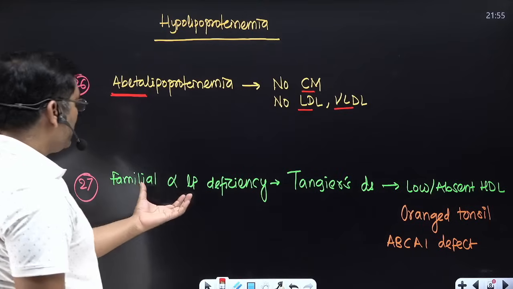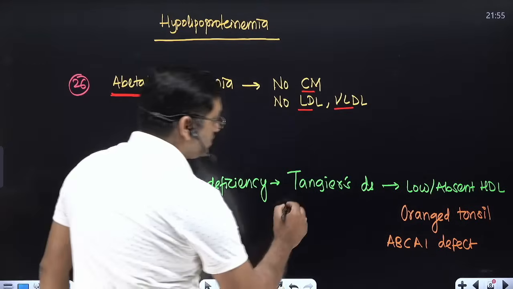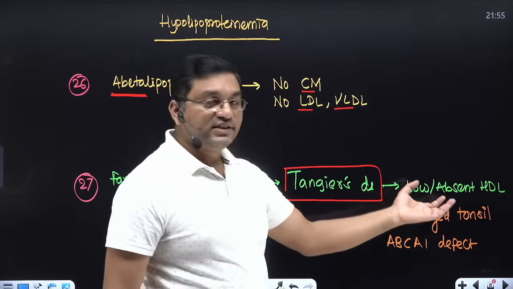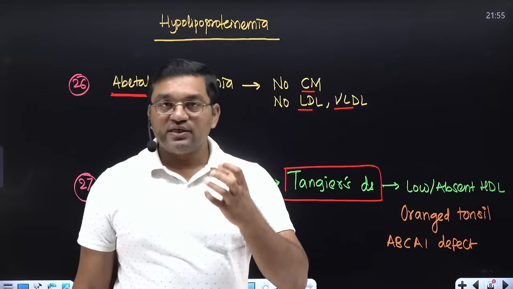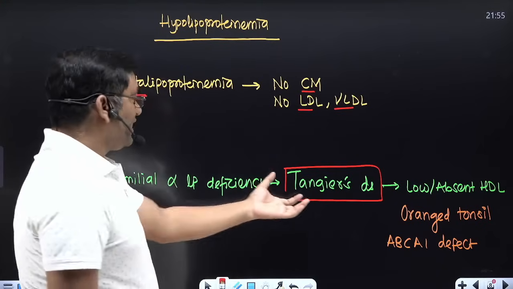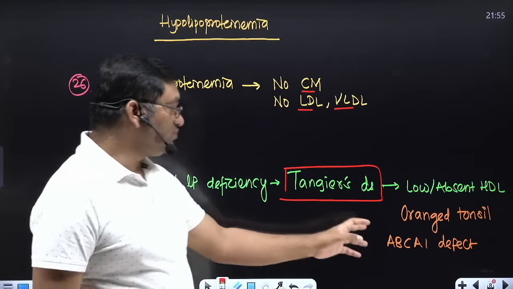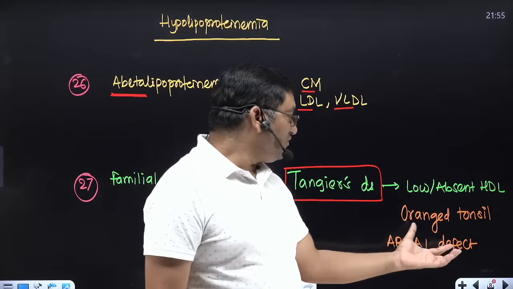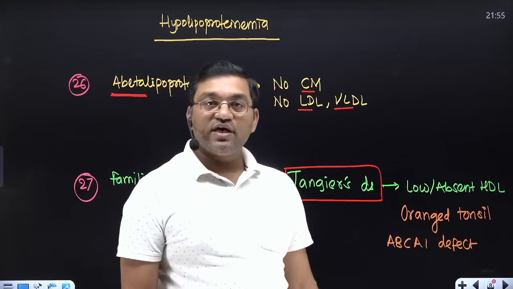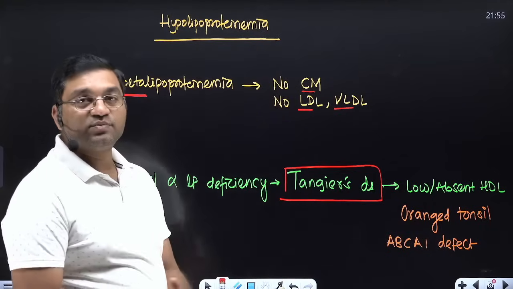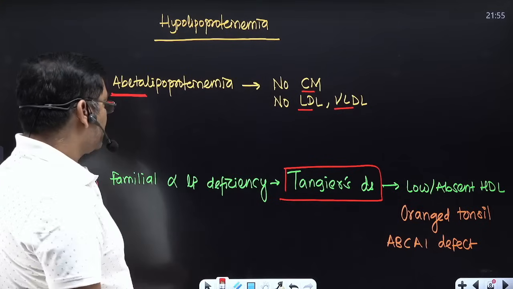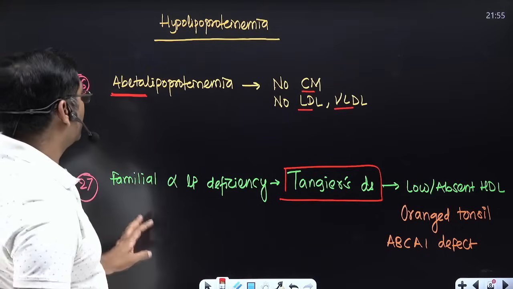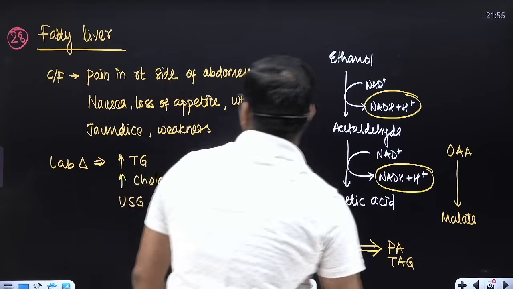Familial alpha lipoprotein deficiency, Tangier's disease, is important. There is low or absent HDL level. Orange colored tonsils are a feature of Tangier's disease. This is an important MCQ. It is due to a transport protein defect, the ABCA1 defect. This transport protein is mutated or defective. It is characterized by familial alpha lipoprotein deficiency. So this is 27.